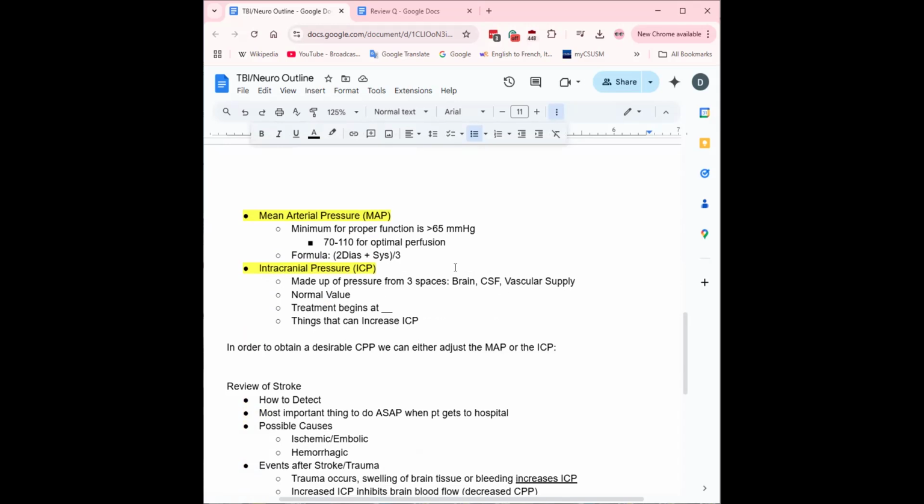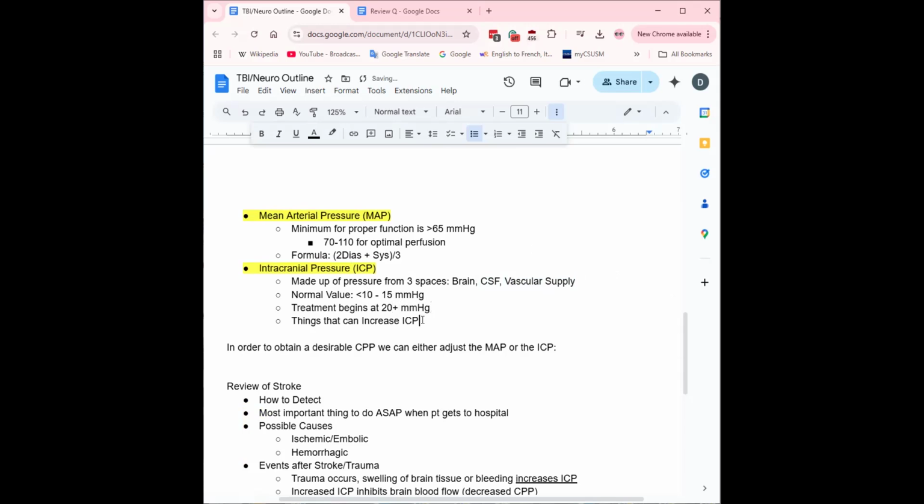ICP is made up of the pressure we talked about. You have the brain and how much is pushing up against it from the cerebral spinal fluid or the blood that can make the pressure in the head. What is your normal ICP value? Less than 10 to 15 should be good enough. When should you start treatment? Around 20 or higher. So usually it begins at about 20 plus.